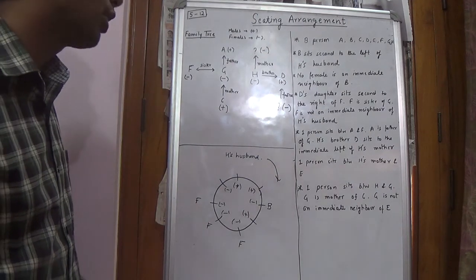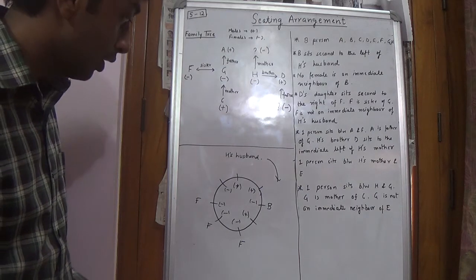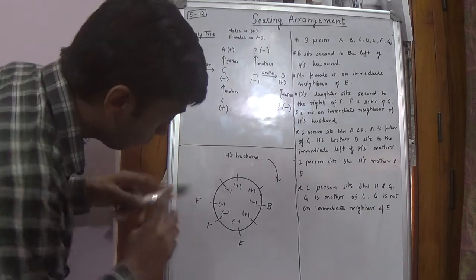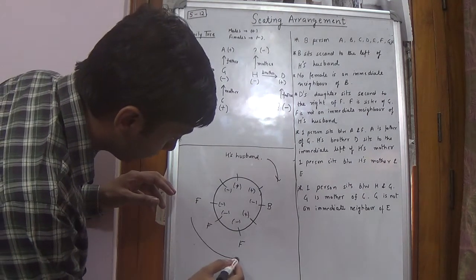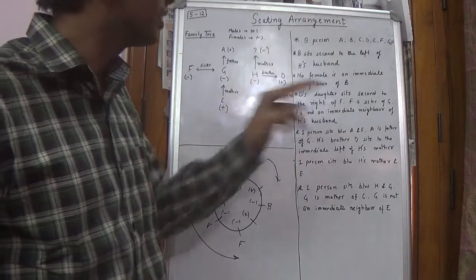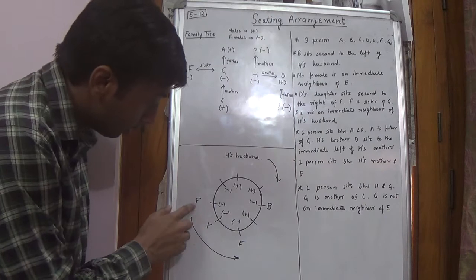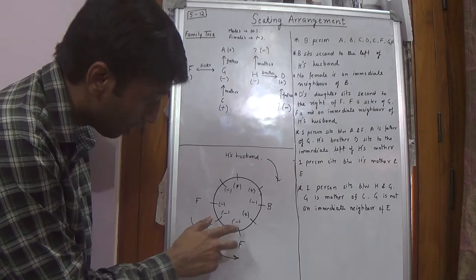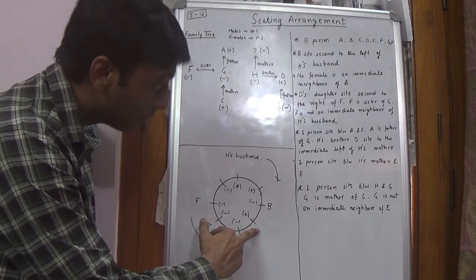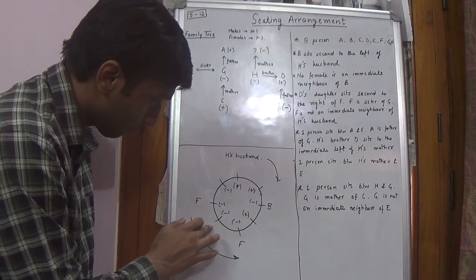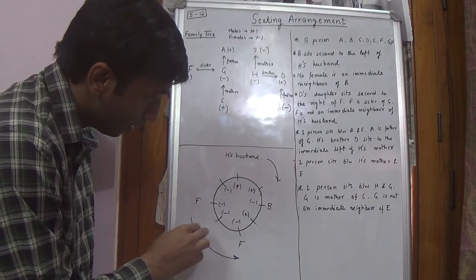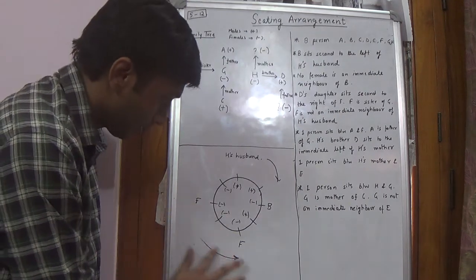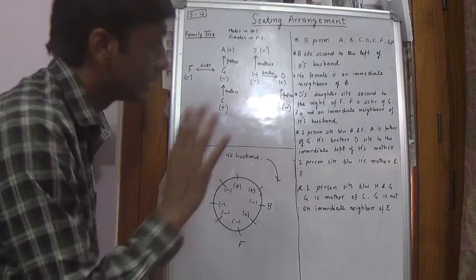It says D's daughter sits second to the right of F. So assuming F sits here, her right would be this side. So D's daughter sits second to the right of F, which is right. So if F sits here, then D's daughter would be sitting here. She's also female. But if F sits here, then second would be this. This is a male, so it cannot be this position. Similarly, so F could be these two. I'm not sure which one is F still.